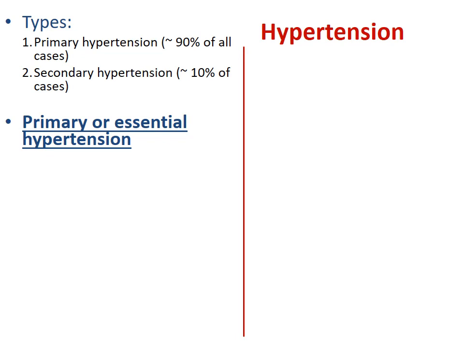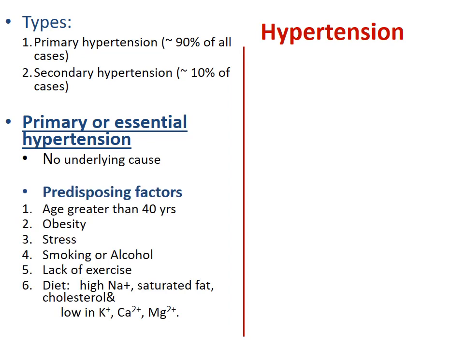In primary or essential hypertension, the exact underlying cause is not clear, but there are certain predisposing factors like age greater than 40, obesity, stress, smoking or alcohol consumption, lack of exercise, and a diet high in sodium, saturated fat and cholesterol, and low in potassium, calcium and magnesium. All these might be the predisposing factors that might lead to primary or essential hypertension.